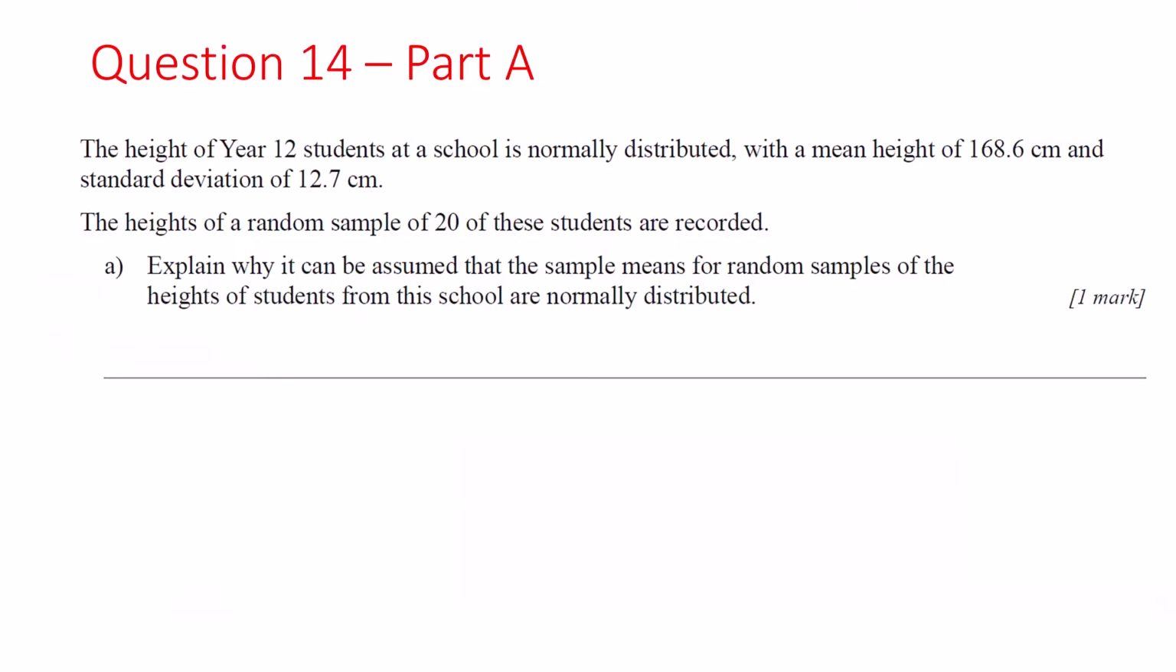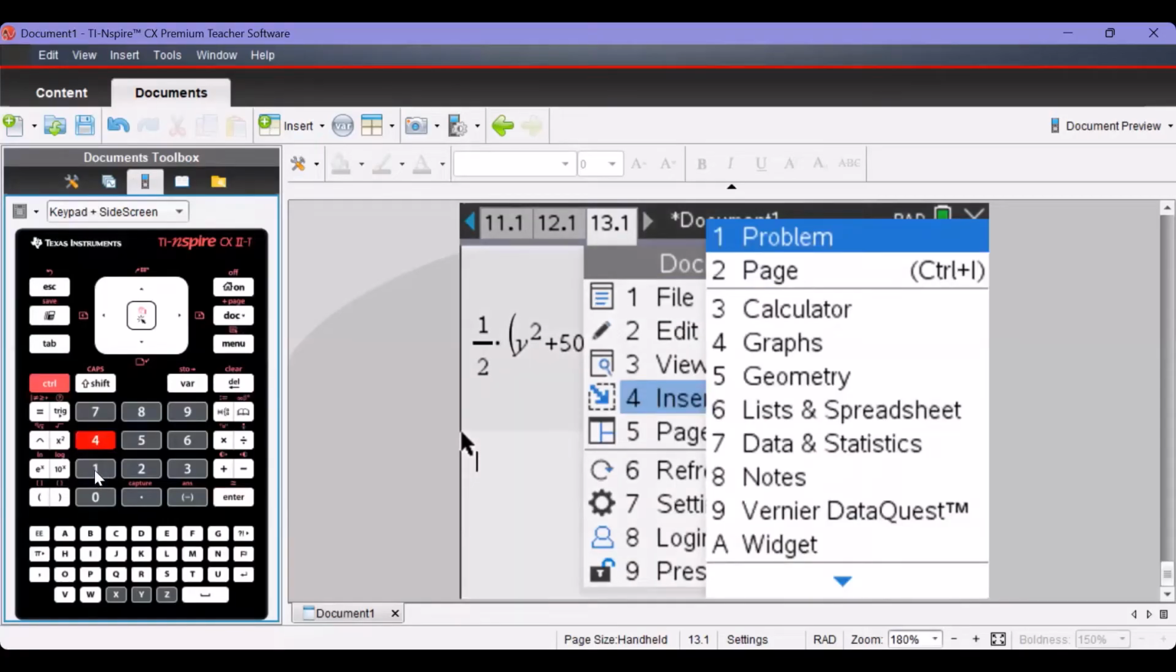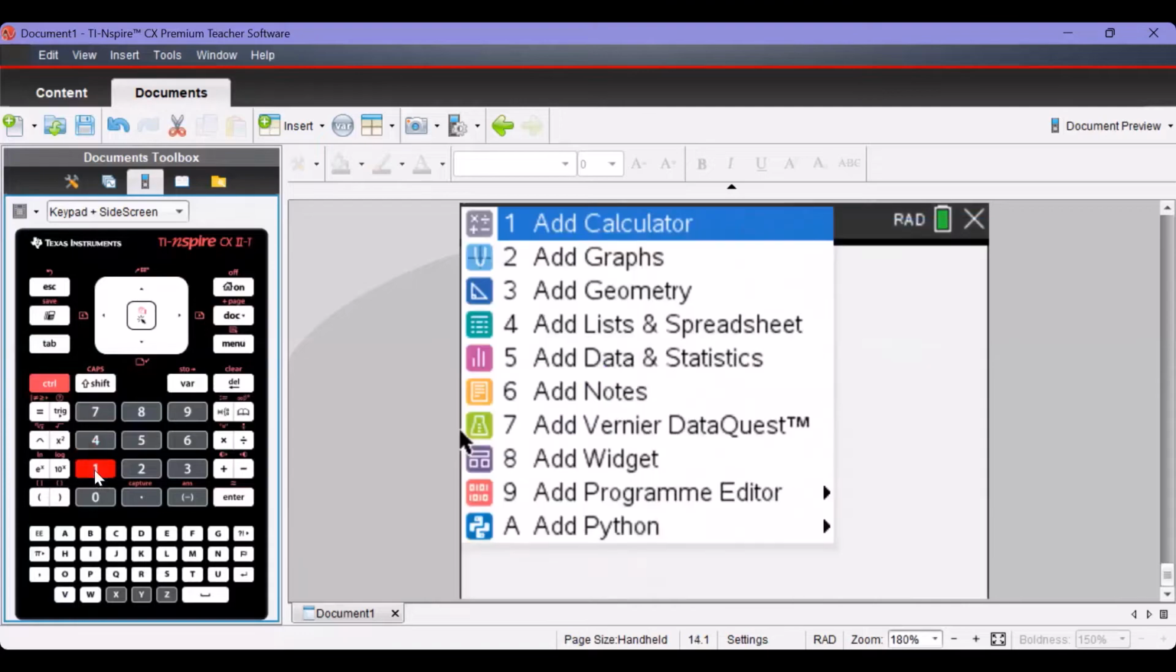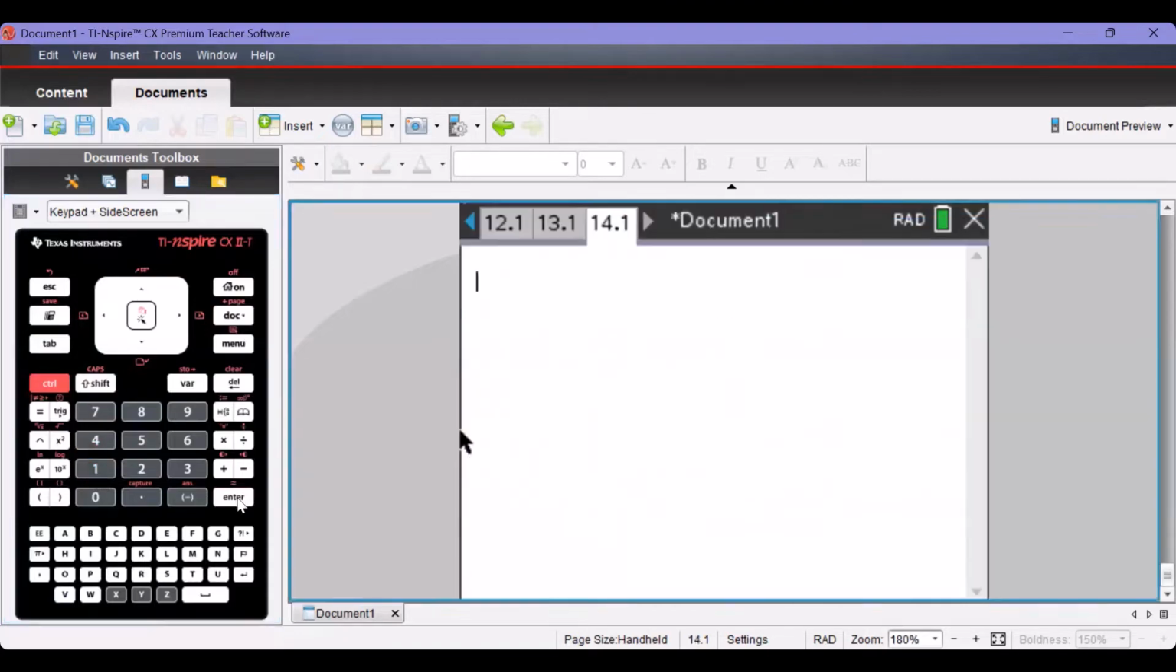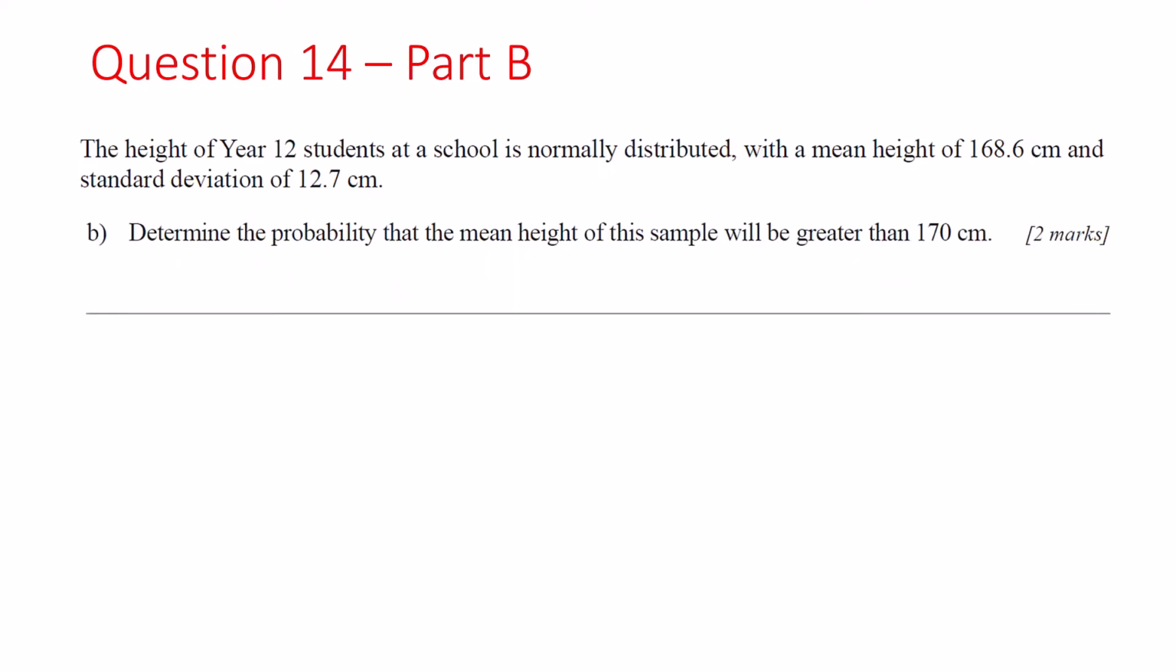second. Question 14. Press Doc 4 for insert, 1 or enter for new problem, and add a calculator. So press enter. In part A, we can assume this because the population from which the random sample is taken is normally distributed. In part B, we're asked to determine the probability that the mean height of this sample will be greater than 170 centimeters.